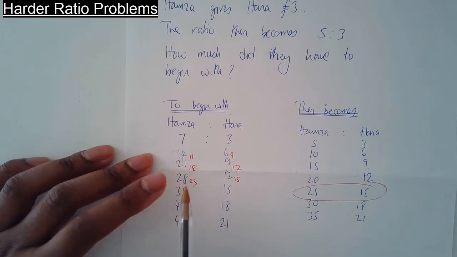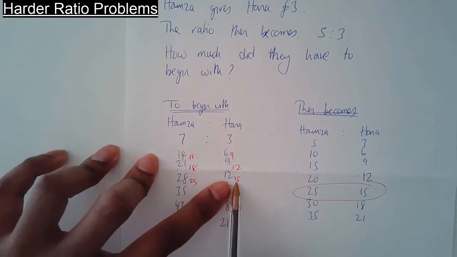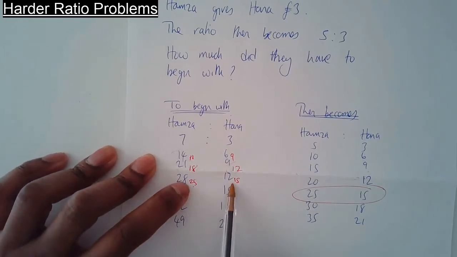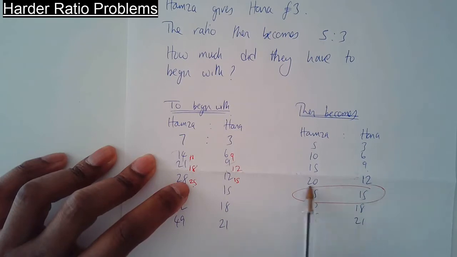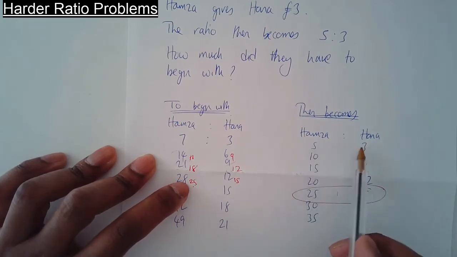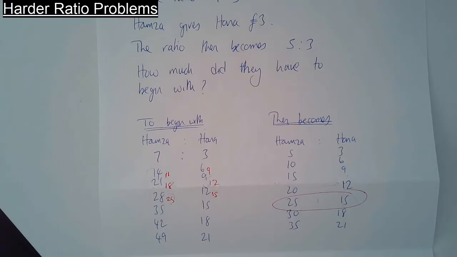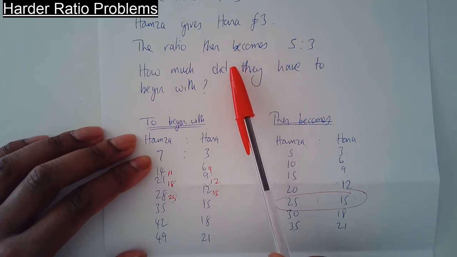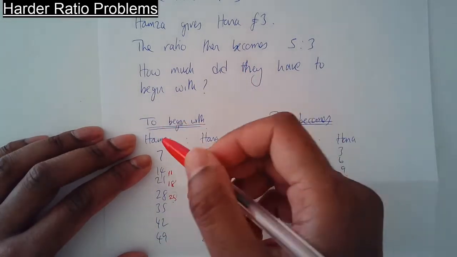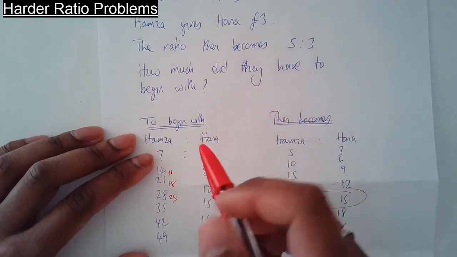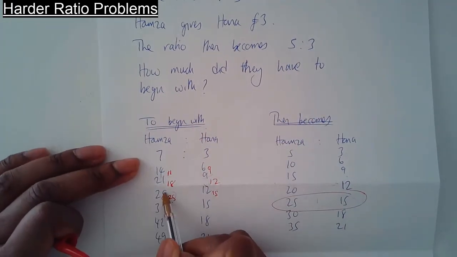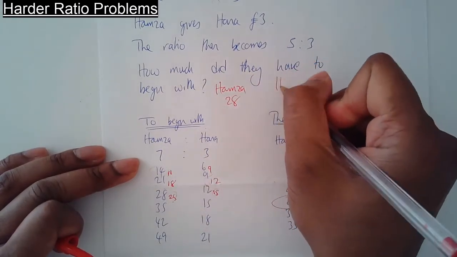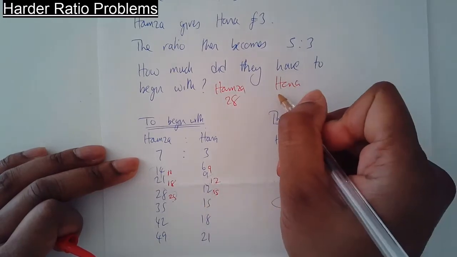So when £3 is taken off Hamza, Hannah gains £3. So the ratio becomes 25 to 15, which we know is equivalent to 5 and 3. So now finally, to answer the question, how much did they have to begin with? Remember this list here, it's the begin with part. Hamza started off with £28, and then Hannah started off with £12.